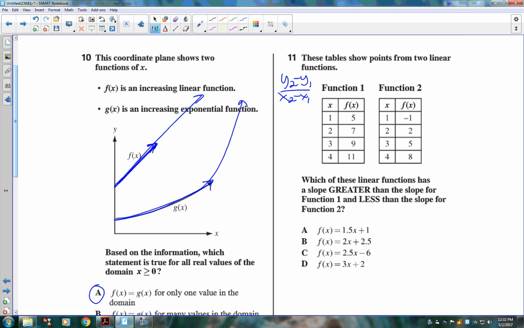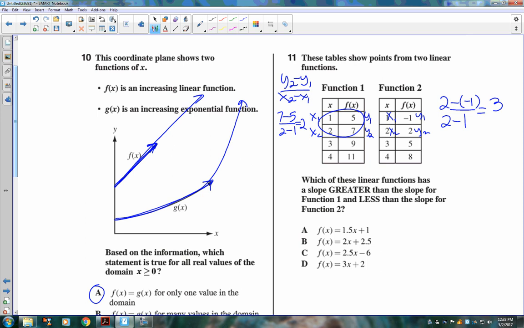You can choose any 2 points you would like. I'm going to choose these 2 points. So this is my x1, x2, y1, y2. So I have 7 minus 5 over 2 minus 1, and that gives me 2. Same thing over here. This is my x1, x2, y1, y2. So 2 minus negative 1 over 2 minus 1. That gives me 3. All right, now let me read the question again.